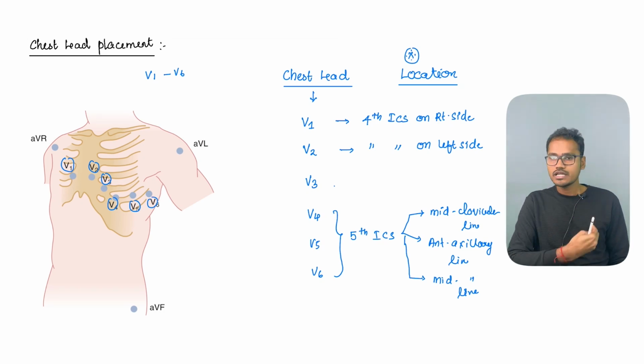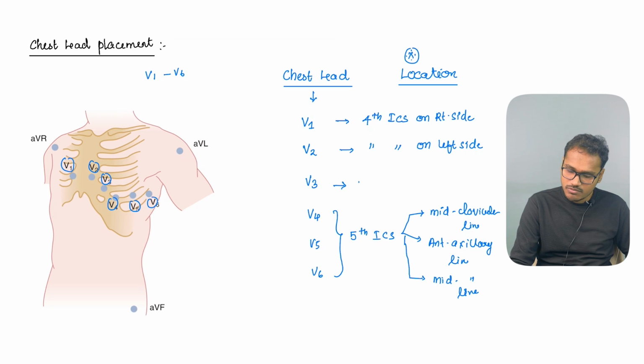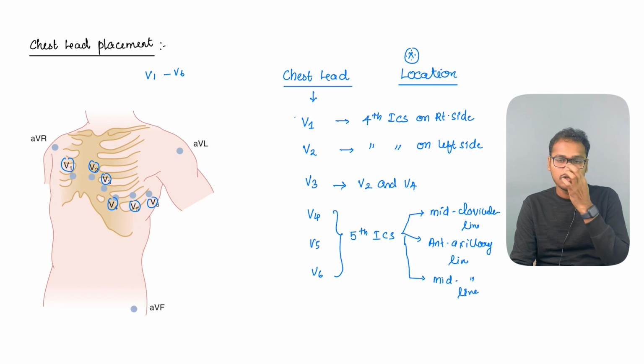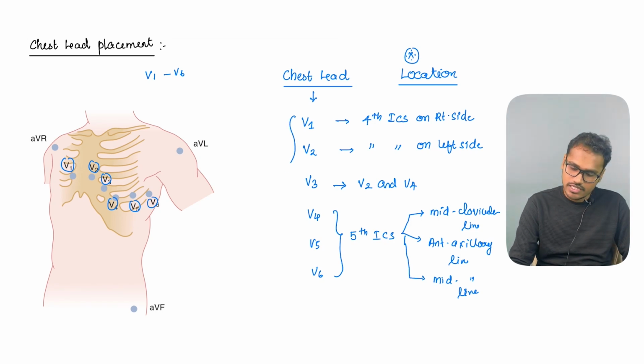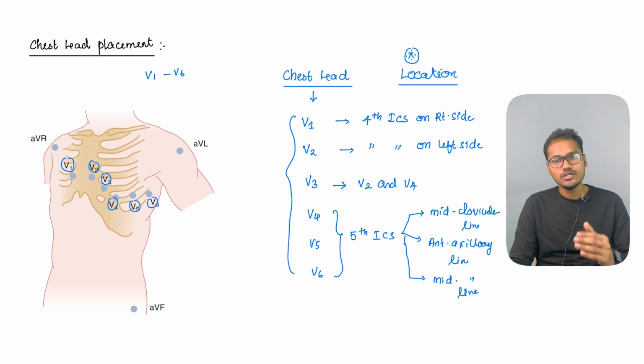One will be in the mid-clavicular line, one in the anterior axillary line, one in the mid axillary line. And V3 will be in between V2 and V4. Once you have placed V2 and V4, you can place V3 in between them. So these are the lead placements, and again these are the unipolar leads.